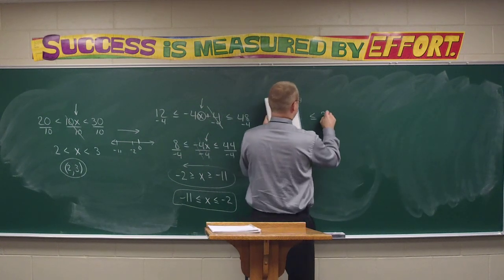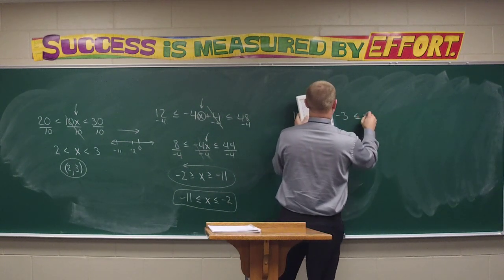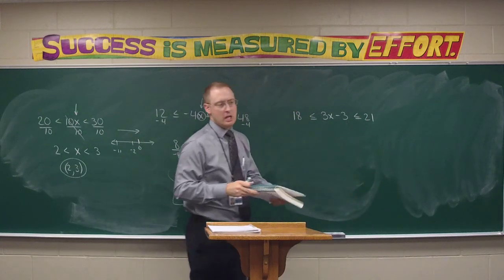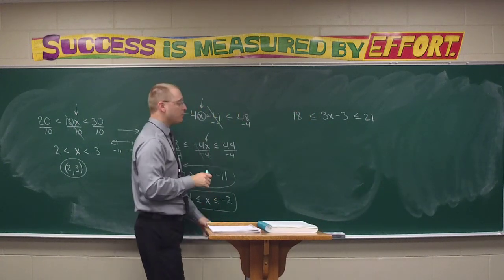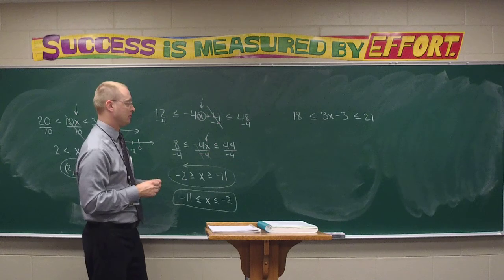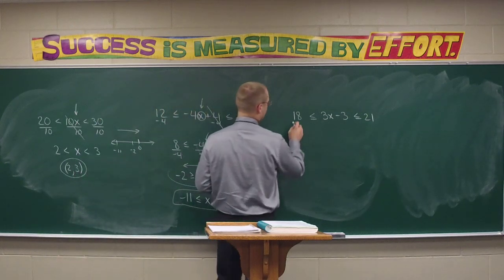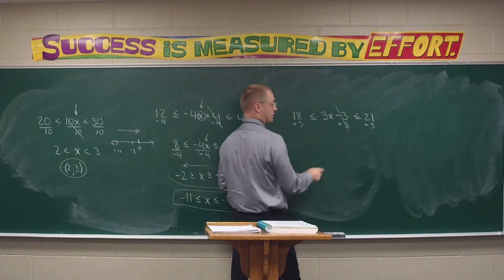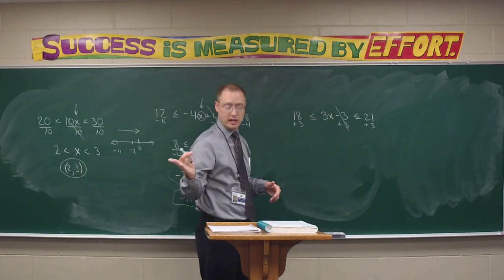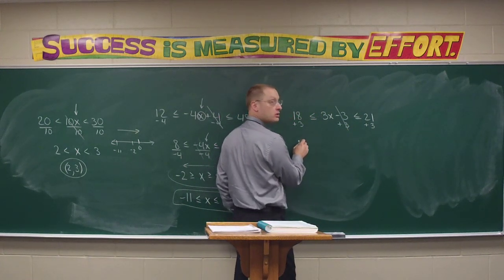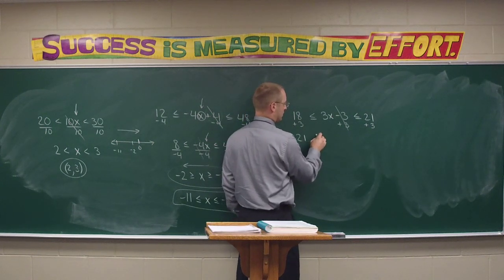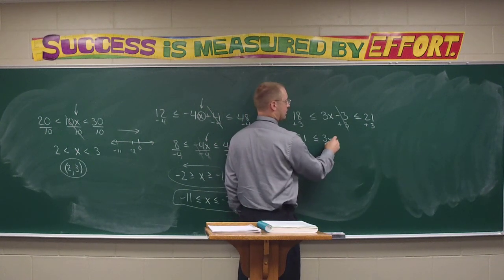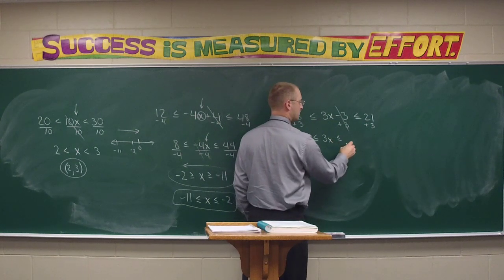18 is less than or equal to 3x minus 3, which is less than or equal to 21. What do we need to do first? Brandon? Add 3 to each side. Add 3 to everything, right? Everything gets a plus 3, all 3 places, right? So my inequality will now say 21 is less than or equal to 3x, less than or equal to 24.